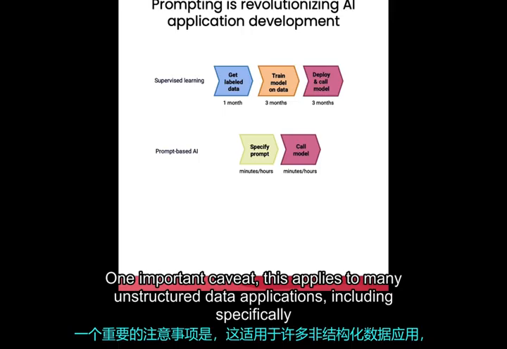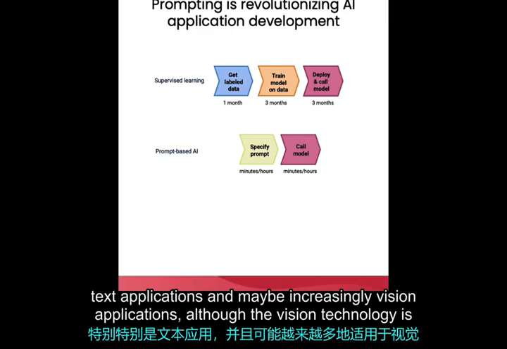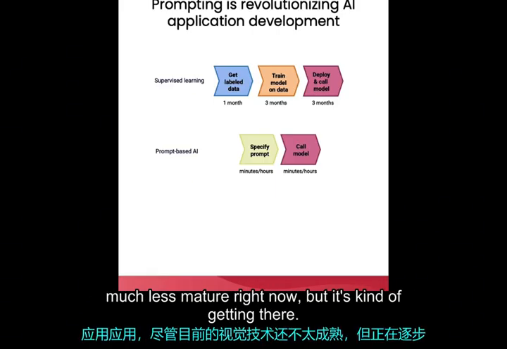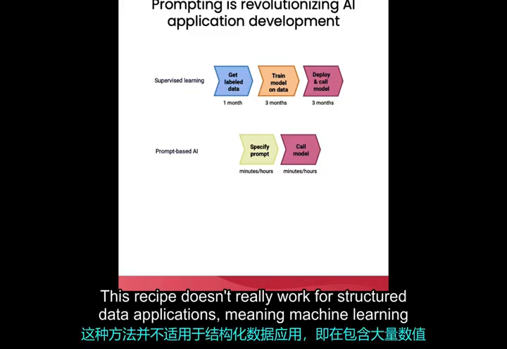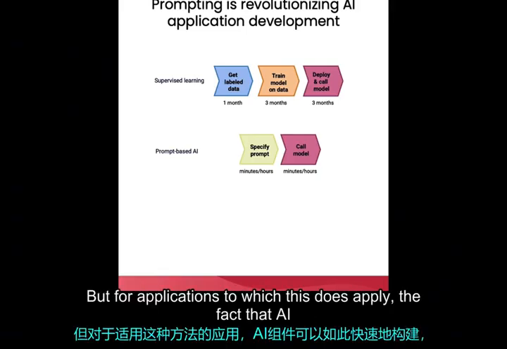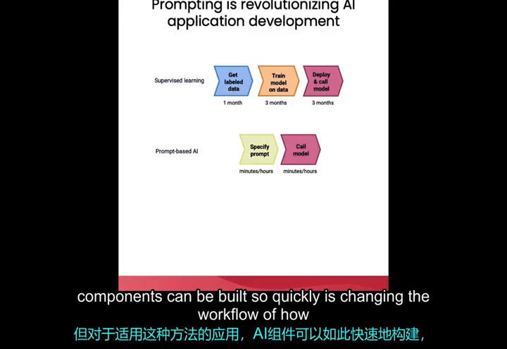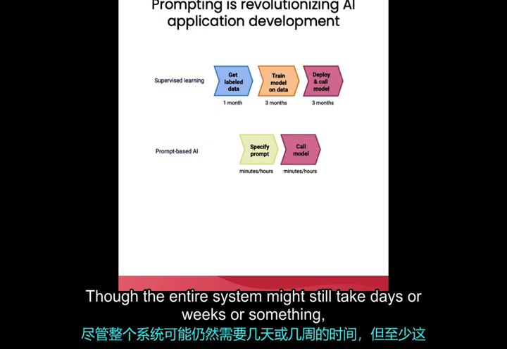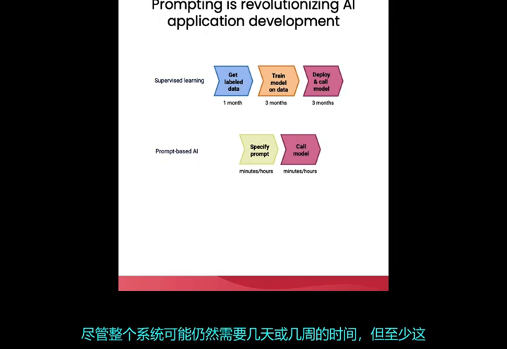One important caveat, this applies to many unstructured data applications, including specifically text applications and maybe increasingly vision applications, although the vision technology is much less mature right now, but it's kind of getting there. This recipe doesn't really work for structured data applications, meaning machine learning applications on tabular data with lots of numerical values in Excel spreadsheets, say. But for applications to which this does apply, the fact that AI components can be built so quickly is changing the workflow of how the entire system might be built. Building the entire system might still take days or weeks, but at least this piece of it can be done much faster.